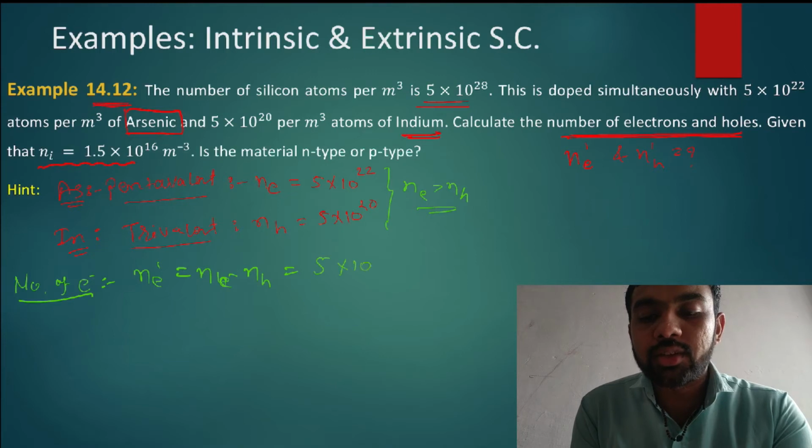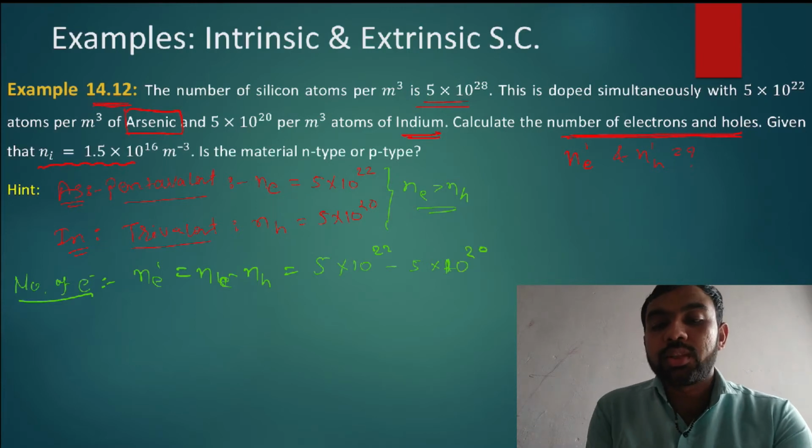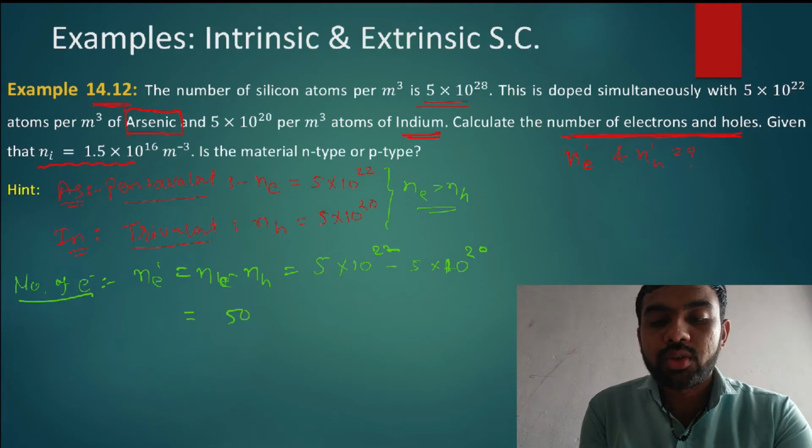5 into 10 raised to 22 minus 5 into 10 raised to 20. So here the power is 22 and here the power is 20. Let's take power 20 as common. So 500 minus 5 into 10 raised to 20.